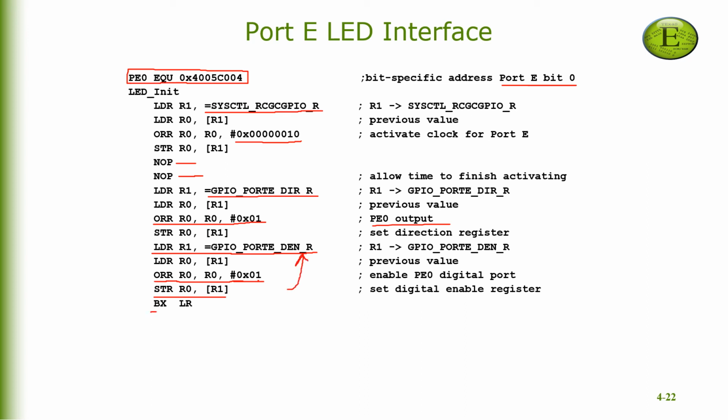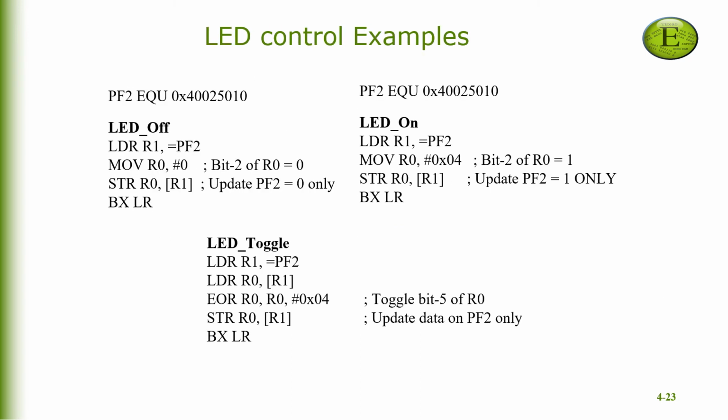So we have seen these steps many times before, but just for the sake of revision, these are reproduced once again. Now let us look at three different pieces of code. One of them is turning an LED off, the other is turning the LED on, and the third is toggling the LED. That is, if the LED was previously on, it would turn it off, and vice versa.